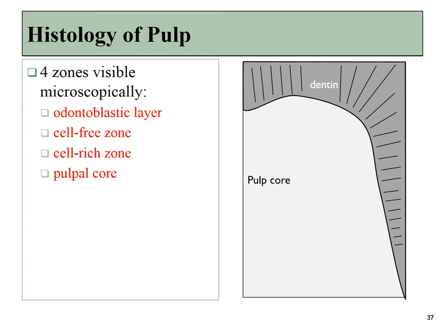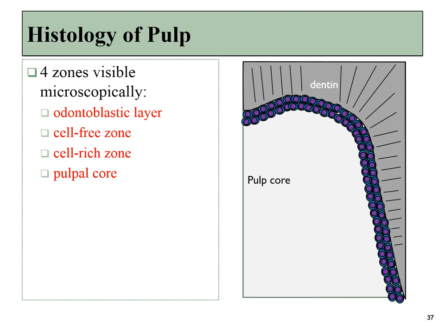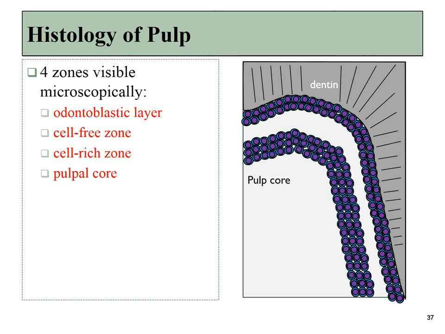In the pulp, we find four basic areas that we differentiate simply based off of what they look like under the microscope. The first location is something we've already talked about, a layer of odontoblasts. Then we find some empty space. Then we find some more cells, or at least that's what it looks like under the microscope. And then lastly is the pulp core at the very center. That's where you'd find most of the blood vessels and nerve fibers.